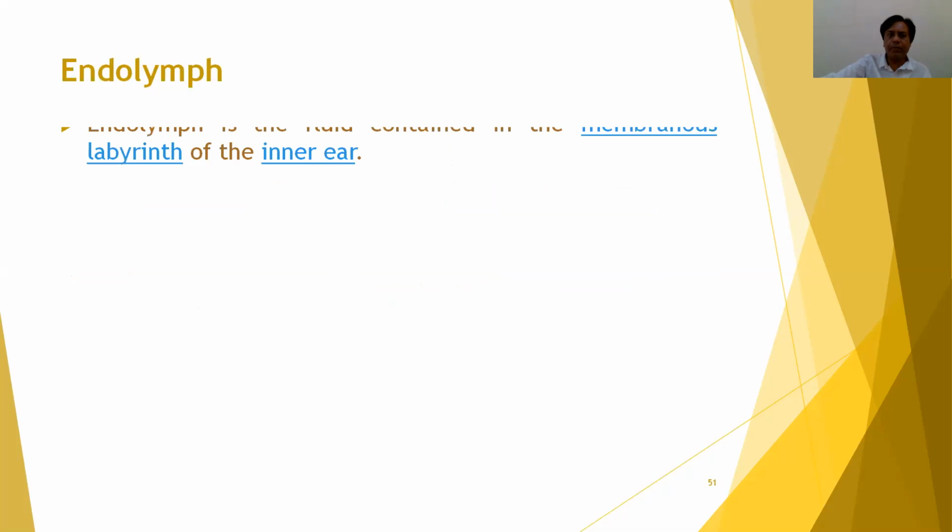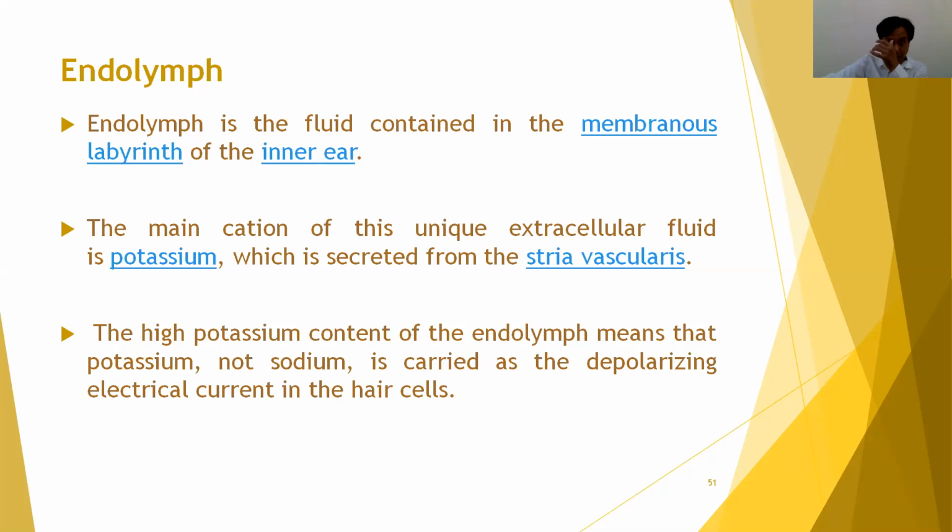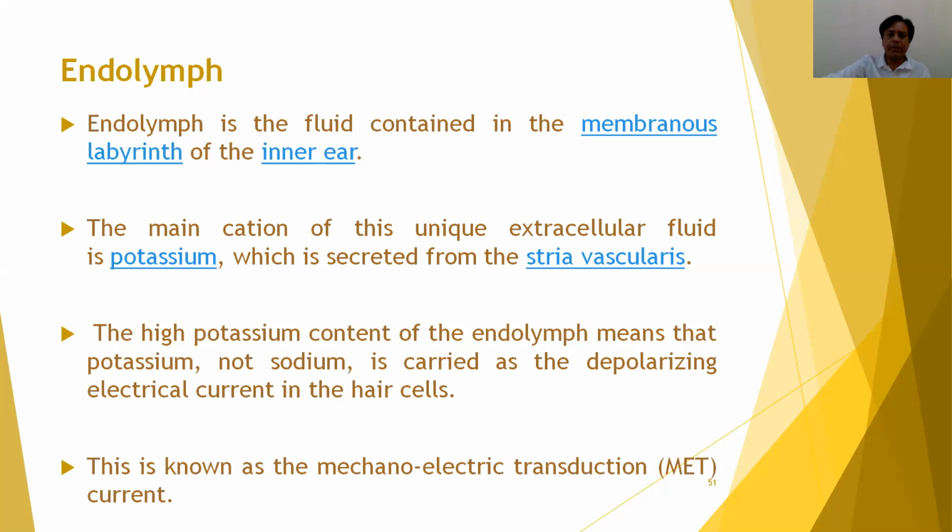Then endolymph. Endolymph is a fluid contained in the membranous labyrinth of the inner ear. The main cation of this unique extracellular fluid is potassium, which is secreted from stria vascularis. The high potassium content of endolymph means that potassium, not sodium, is carried as a depolarizing electric current in the hair cells. This is known as mechanoelectric transduction, that is MET current.